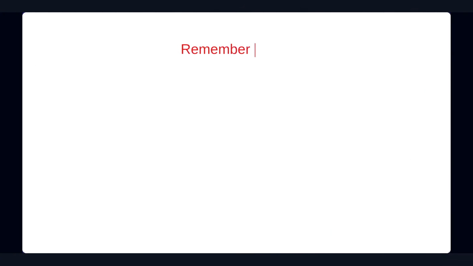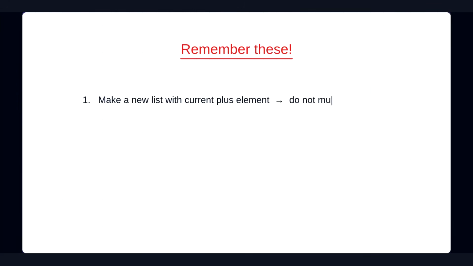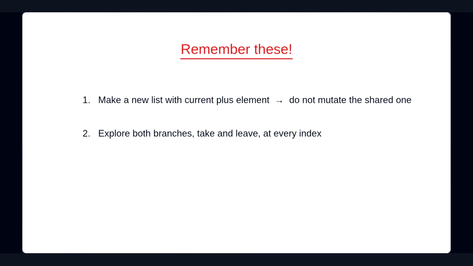3 things to watch. First, build a fresh list with current plus the element, rather than mutating one shared list, so the 2 branches do not interfere with each other. Second, always explore both branches, taking and leaving at every index. And third, the base case is where the printing happens, and it correctly includes the empty subsequence when we leave every element behind.